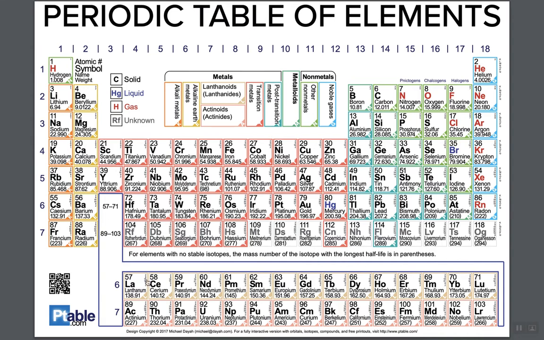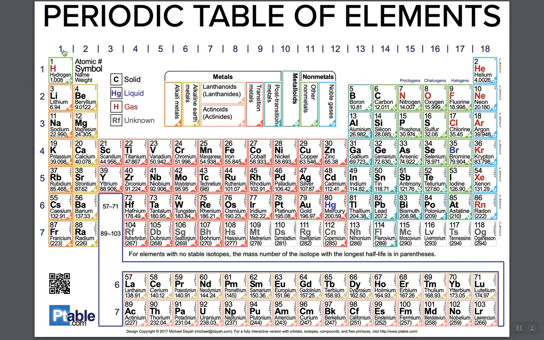And also, these two series down here fit in between this part. But remember, we can compress the table if we pull those out and put them down below. It just makes it a little bit easier to look at. So we have 7 periods on the table, and then we have 18 columns or 18 groups on the periodic table.